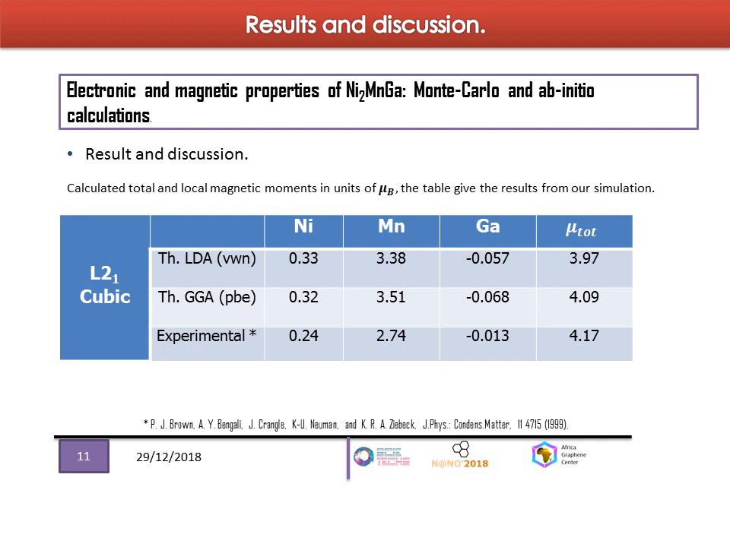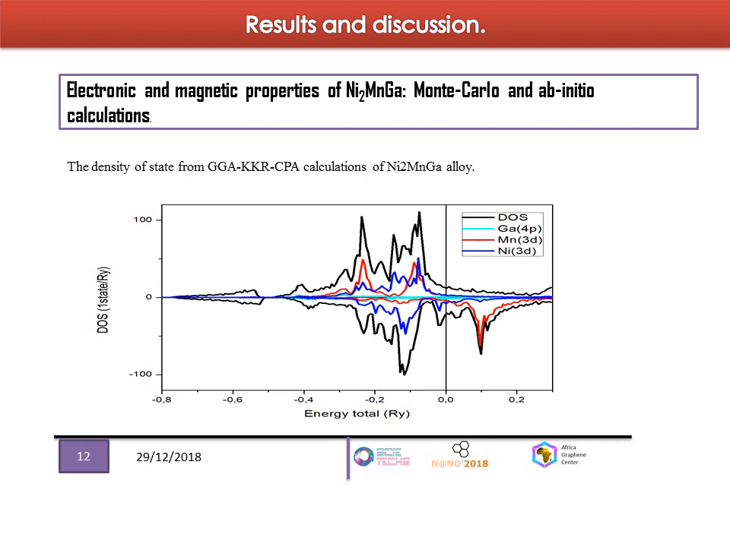It is noted that the total and local magnetic moment of Ni2MnGa is estimated better with the GGA approximation in comparison to experimental data. As may be seen, the density of states gives information. There is an overlap at the Fermi level, which means that our system has a metallic behavior.